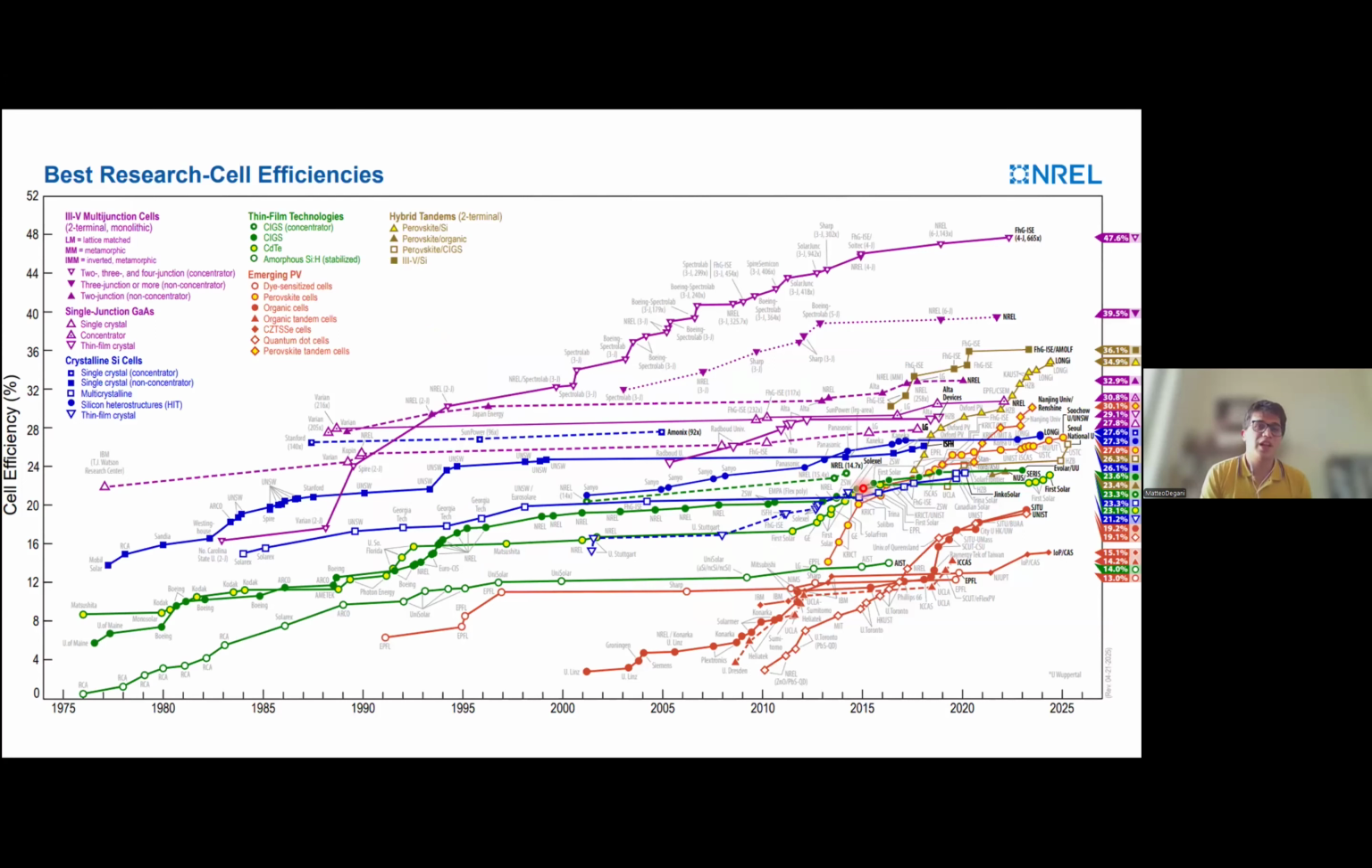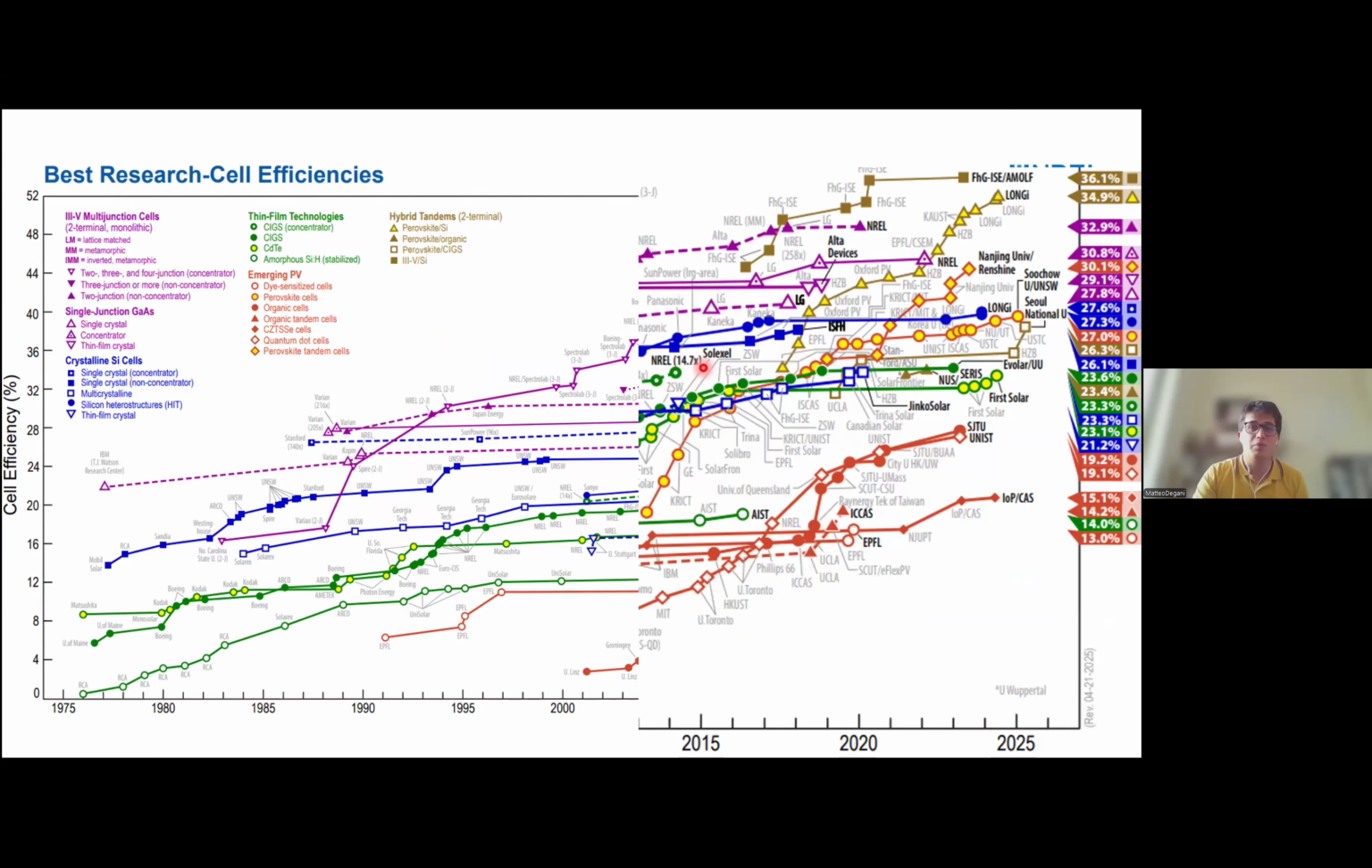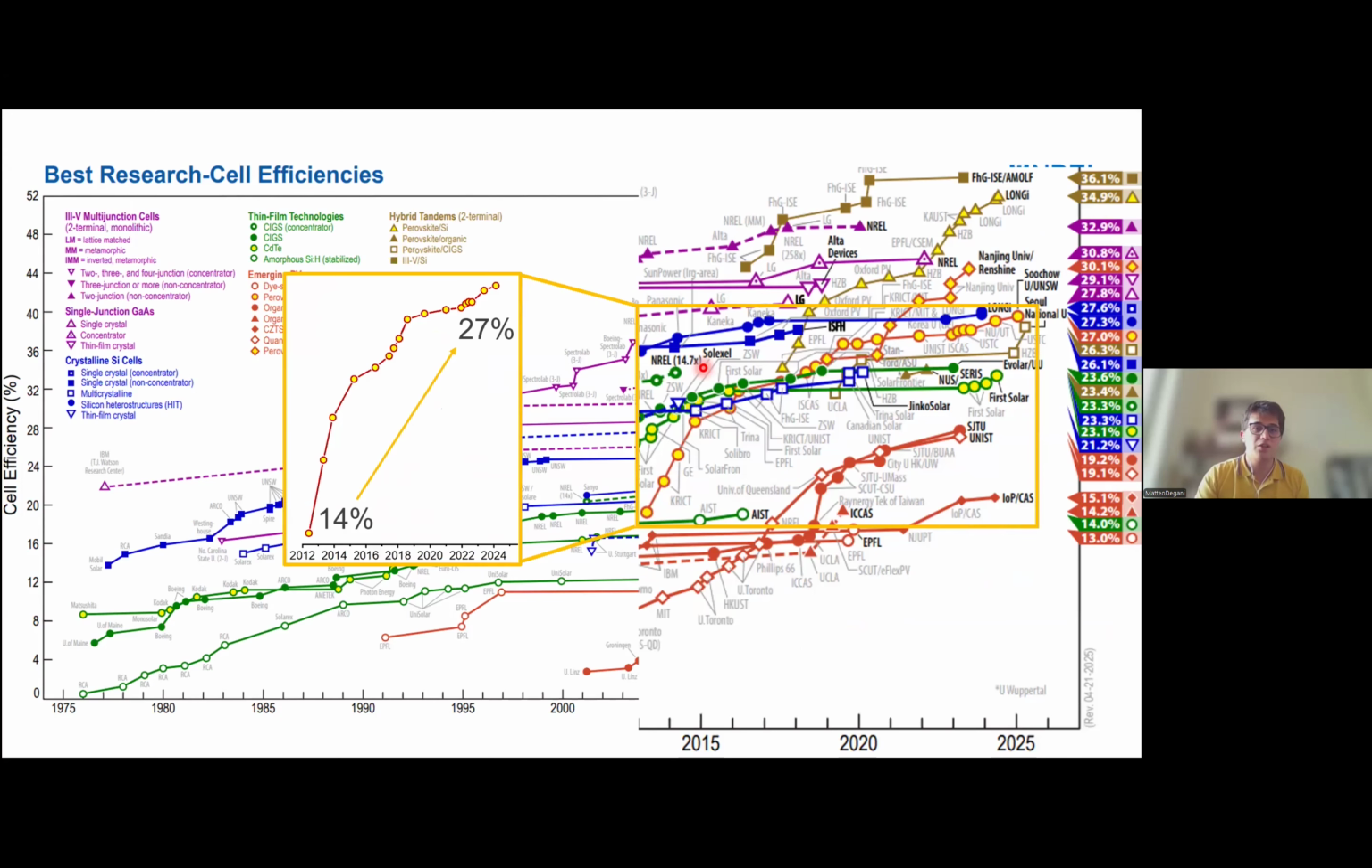For the first slide, I will start with this well-known chart of the most efficient devices. I work on perovskite solar cells, single junction, and as it's possible to observe, we passed from 14% of efficiency up to 27%.